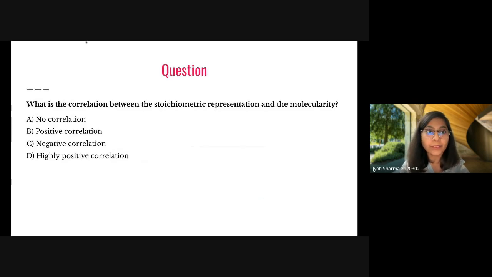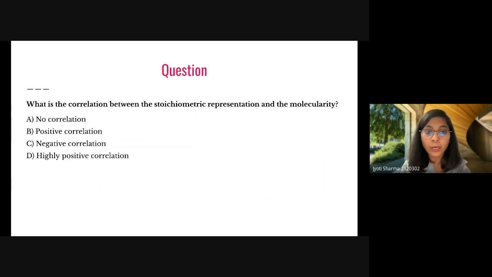Now coming to the next question. What is the correlation between the stoichiometric representation and the molecularity? The options are no correlation, positive correlation, negative correlation, and highly positive correlation. So what do you think? You can write in the chat box if you know the answer for this. What is the correlation between the stoichiometric representation and the molecularity?